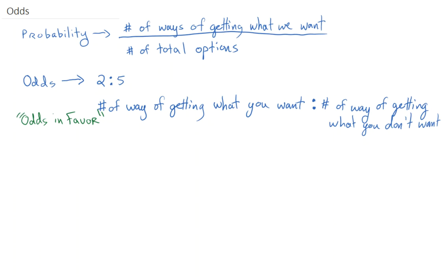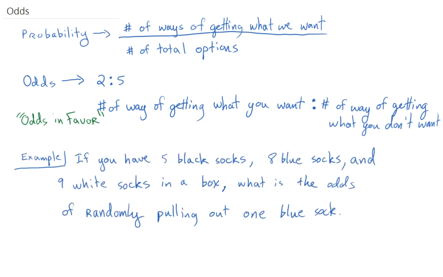So the odds in favor of something is you put what you want as the first number, what you don't want is the second number. Let's look at an example. Alright, let's say we have a box with 5 socks in it, 5 black socks, 8 blue socks, and 9 white socks. And what's the odds of randomly pulling out 1 blue sock?